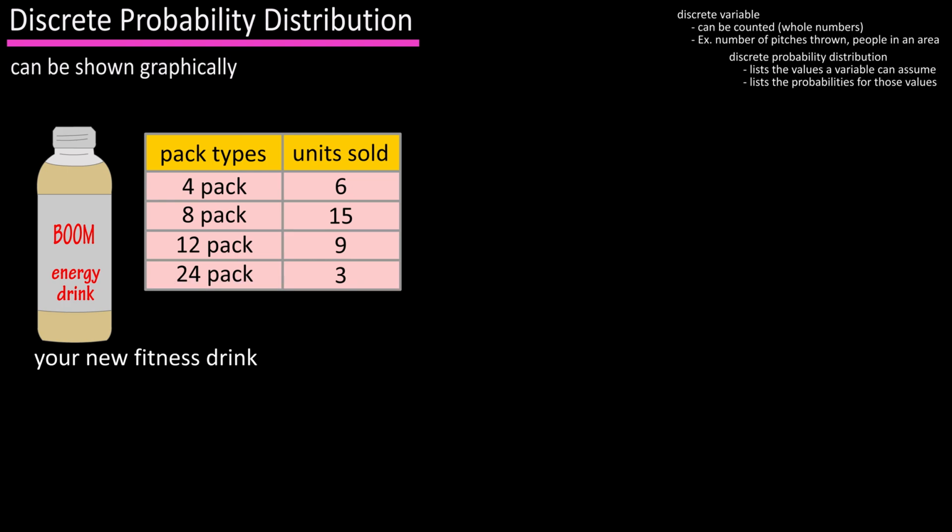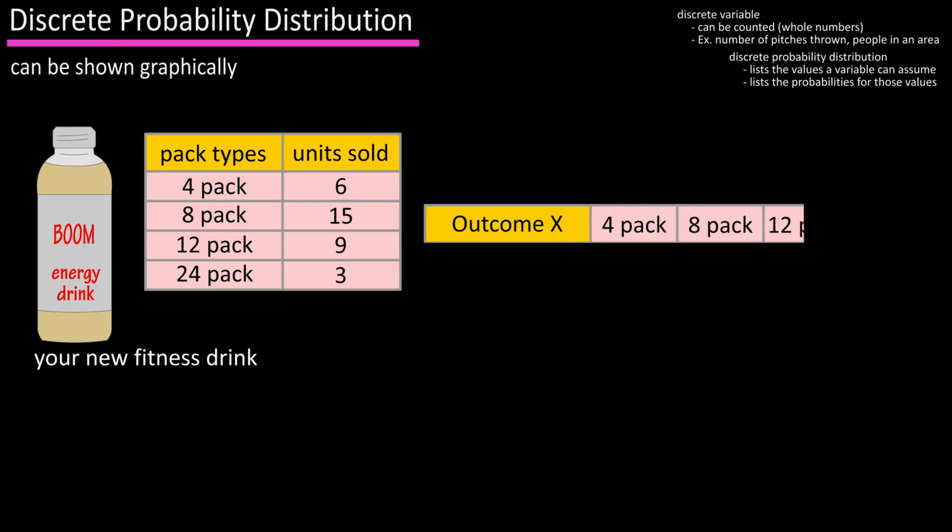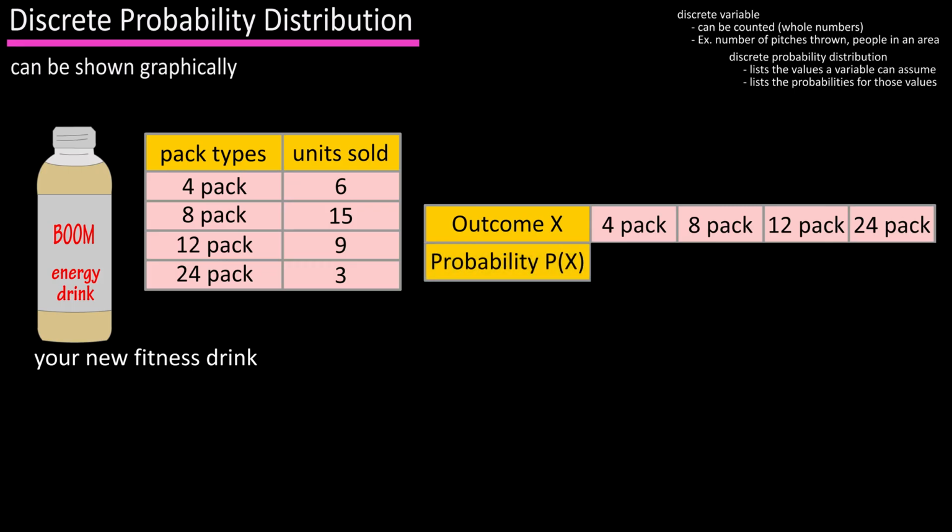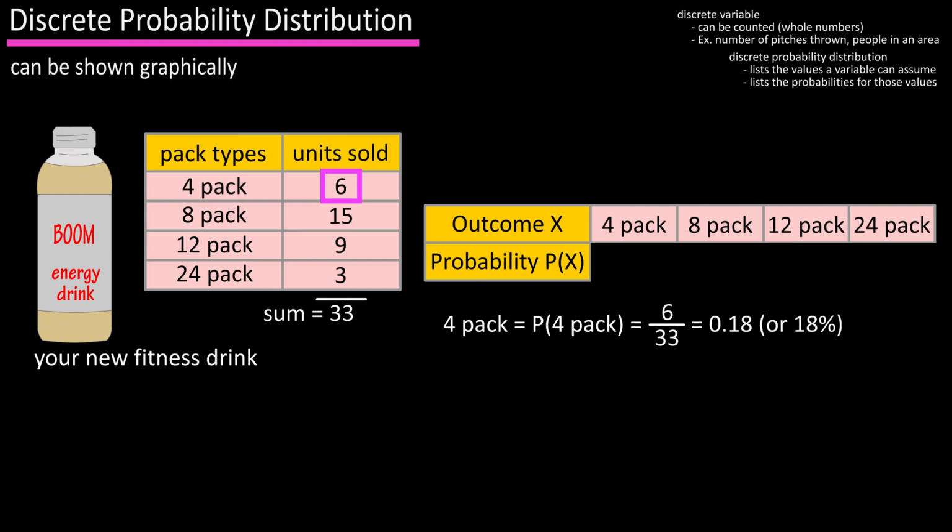From this data, we can create a probability distribution. The top row is the variable x, which is the 4 different types of packs: 4-pack, 8-pack, 12-pack, and 24-pack. And the bottom row is the probability of the variable x, which we need to calculate from the frequency table. First, we need to tally up the total frequency or total number of units sold, which is 33. For the 4-pack, or probability of the 4-pack, we sold 6 units. Divide that by the total of 33, and rounding off, we get 0.18.